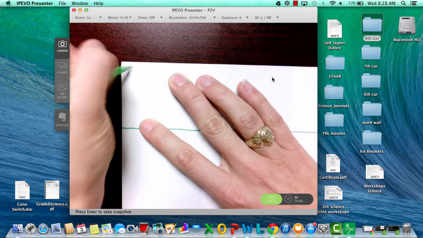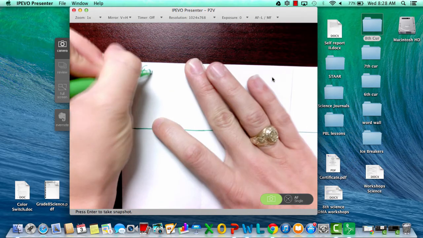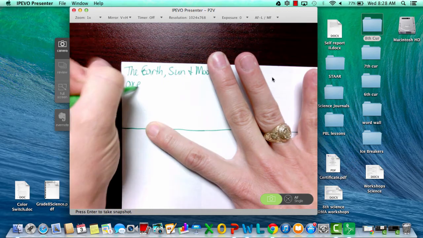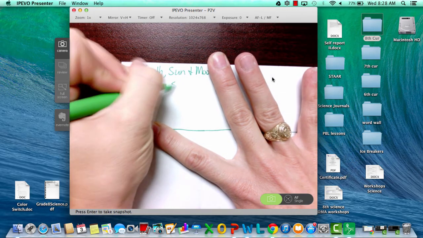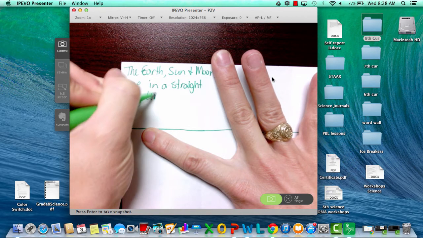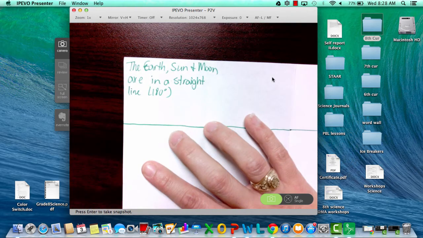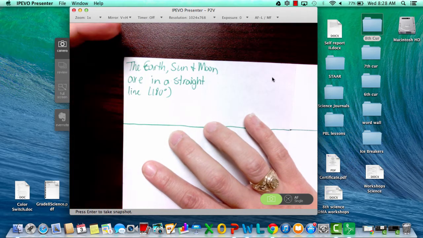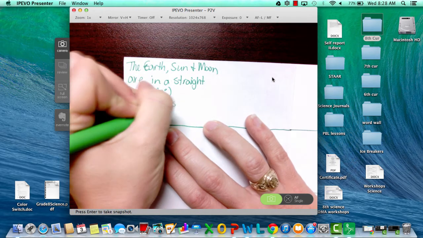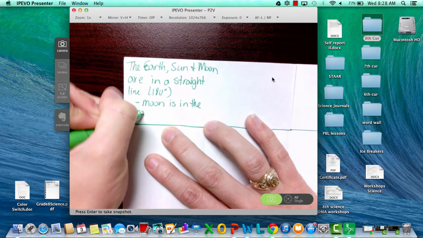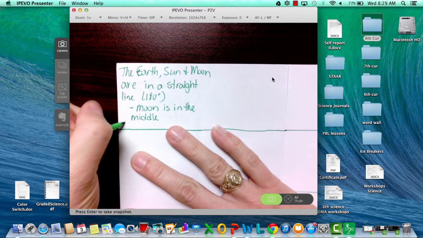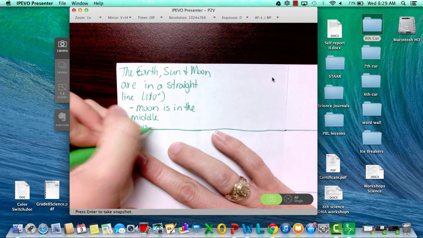So the Earth, should be capitalized, Sun, and Moon are all in a straight line during a new moon. And a straight line is 180 degrees. Now, the important thing is, yes, you do need to know that during a new moon, they are all perfectly in a straight line, but the moon is in the middle. Because you'll notice that the moon could be on the other side, and that would be a completely different phase. And so this is where I always want you to start.